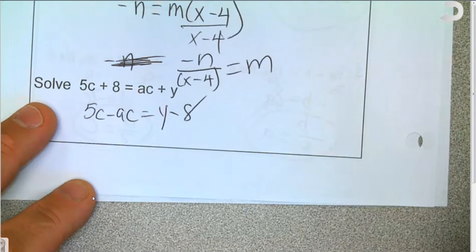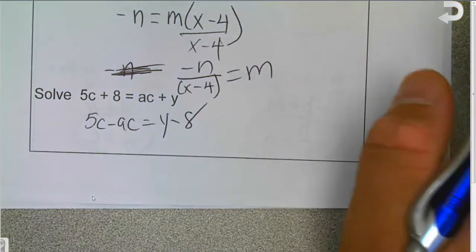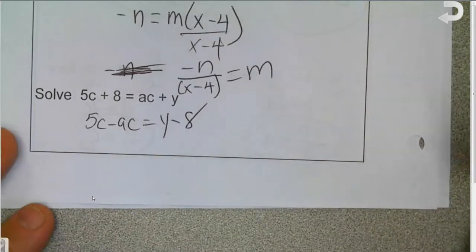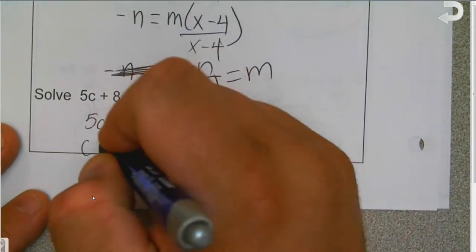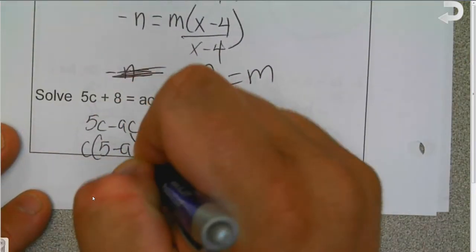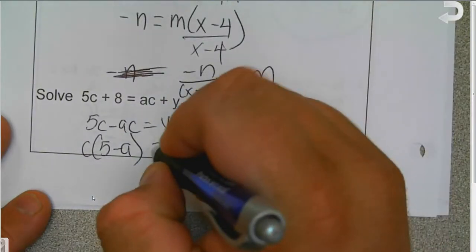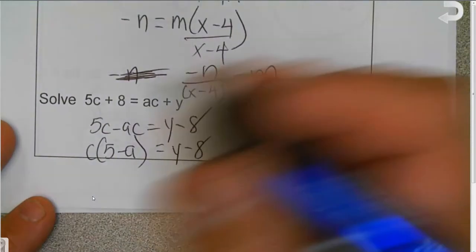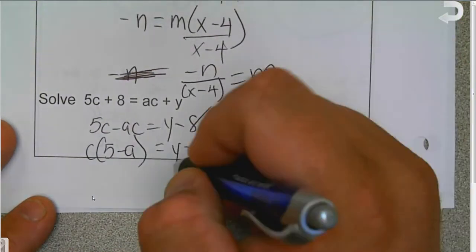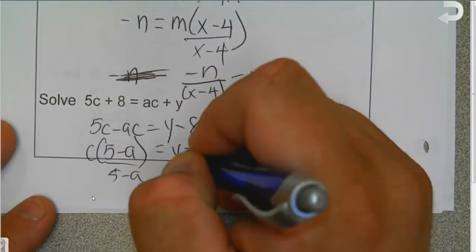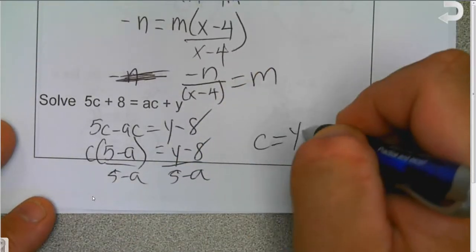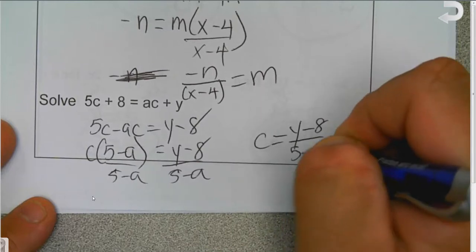Well, that's great, but I'm still supposed to solve this for c. So now I've got to get c by itself. So pull a c out of both, and I get 5 minus a. So c times 5 minus a is equal to y minus 8. And then when I divide by 5 minus a on both sides, I get my final answer. c is equal to y minus 8 divided by 5 minus a.